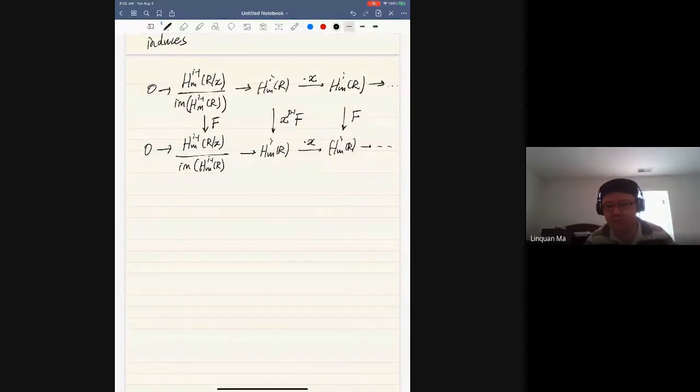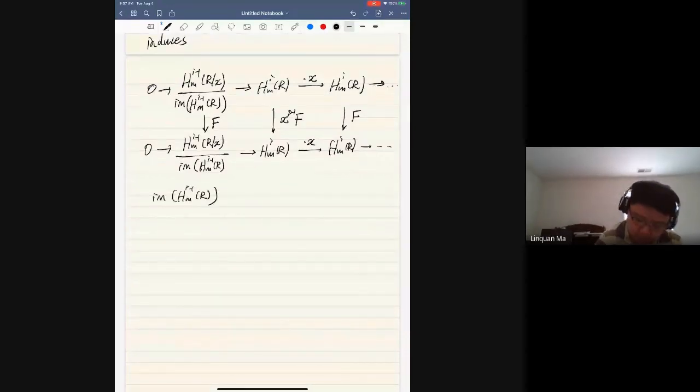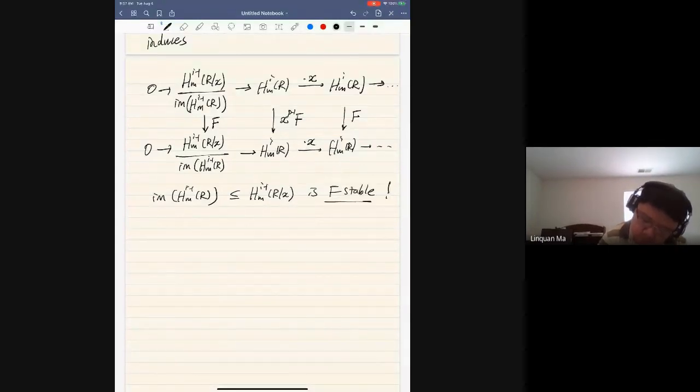So it's slightly more complicated than the Cohen-Macaulay case because the left-hand side is not really the local cohomology of R mod x, it's the local cohomology of R mod x modulo the image of whatever is coming from the previous H_m^{i-1} of R. The point is that, I don't know what the image of H_m^{i-1} of R is, but at least I know it is F-stable.